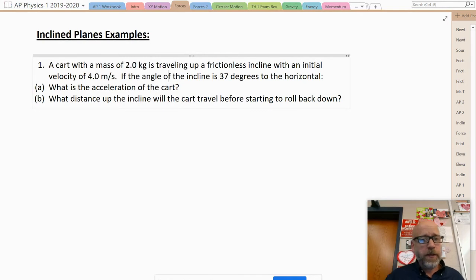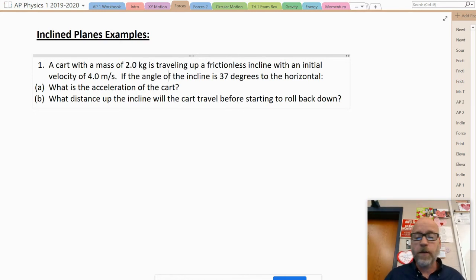All right, so here's what I'd like to do. We've just talked about inclined planes and now inclined planes with friction. I'd like to do two examples where we plug in some numbers. The first one actually doesn't have friction, but it's an interesting problem. The second one does.